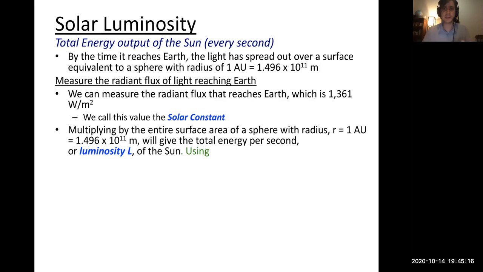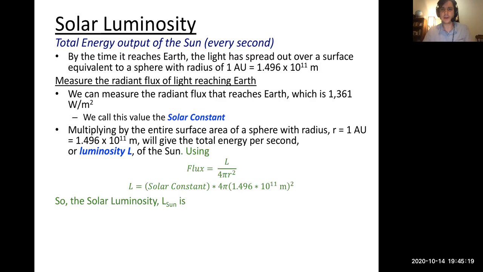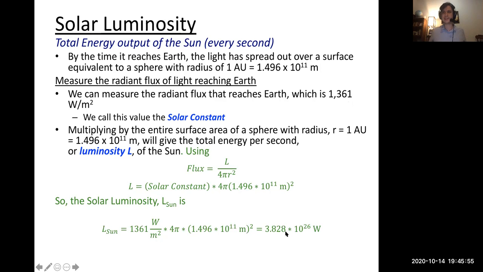So let's just do that calculation. Nothing you ever have to do in this class, but just doing the algebra right here. The luminosity would equal the flux that we measure at Earth, our solar constant, 1,361 watts per square meter, times the total square meters of that imaginary sphere that has a radius equal to 1 AU. Could plug all that into the calculator, multiply all those numbers together. So 1,361 watts per square meter times this many square meters would give me 3.828 times 10 to the 26th watts.